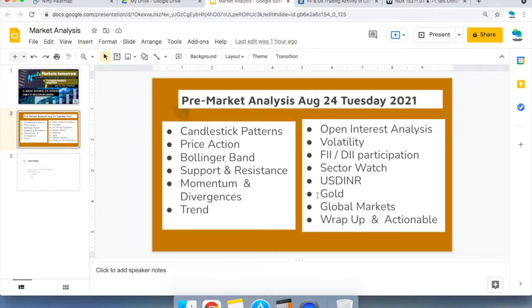Bank Nifty continues to be a concern because the trend in the momentum is bearish. Nifty is intact, absolute, no change in the bullishness in the Bollinger Band trend, right?